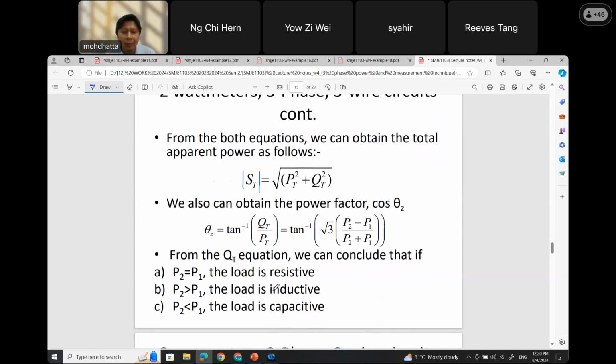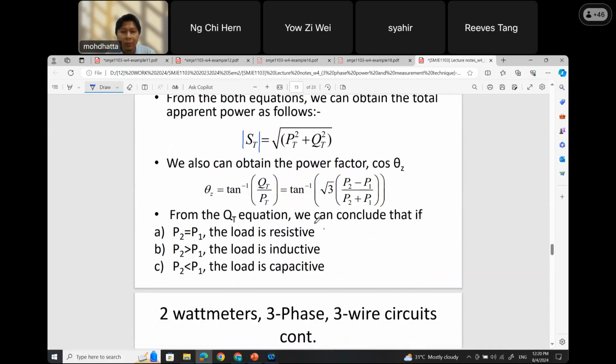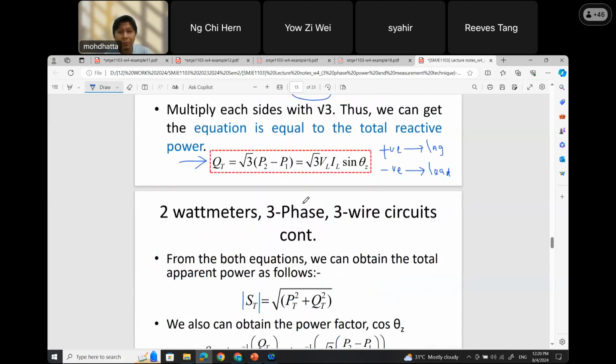Other than that, maybe you can also use this. If P1 and P2 are equal, you can say that it is a resistive load. P2 greater than P1 is inductive. If you want to remember all this, then it's up to you. But the way I remember it is just by looking at my reactive power. If my reactive power is positive, I know my impedance will be RL. And if my reactive power is negative, it's coming from RC, or the impedance is most likely RC.